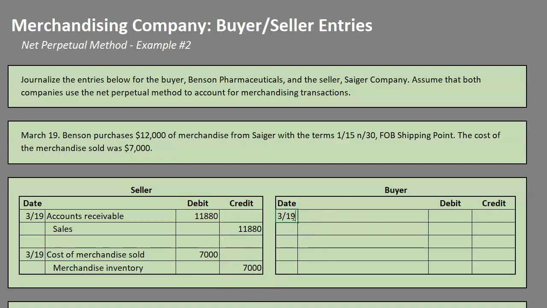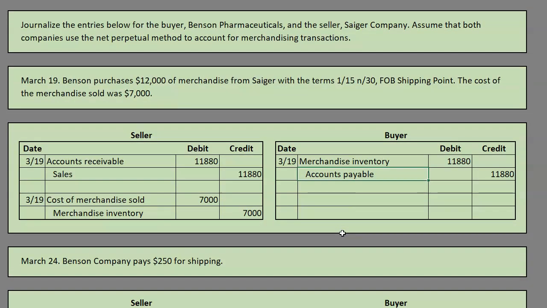Now on 3/19, the buyer is going to debit merchandise inventory, an asset, to make it go up. And they're going to credit accounts payable, a liability, to make it go up as well. So they're recording that they're receiving some merchandise and they owe some money to the seller.